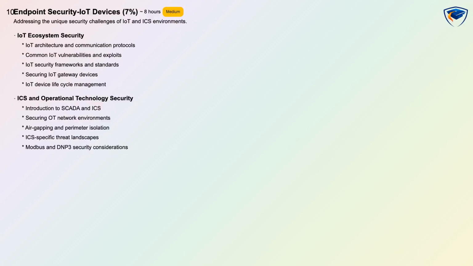Endpoint security for IoT devices is 7% and addresses the special security needs of IoT and operational technology. You will learn IoT architecture and common vulnerabilities, securing gateways and device lifecycle, SCADA and ICS fundamentals, air gapping and OT isolation, and protocol concerns such as Modbus and DNP3. This medium difficulty domain expects about 8 hours of study and is tested with conceptual and scenario-based questions.